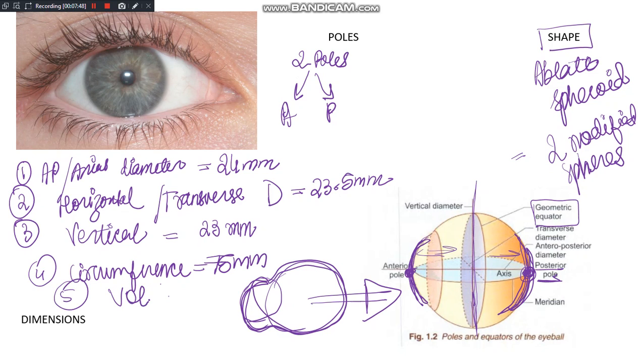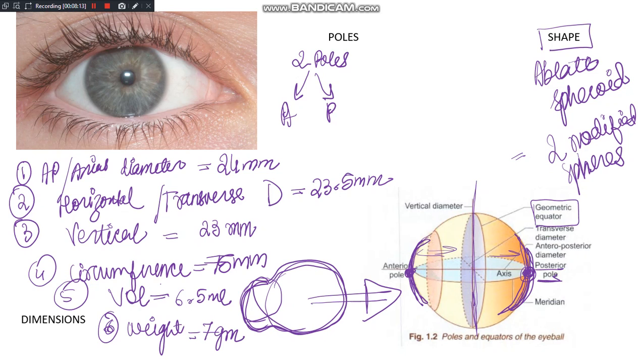The volume is equal to 6.5 ml. Volume of the eyeball. You see, it is like a cystic-like structure which is filled with fluid, whose name I'll tell you later on. Aqueous humor and the vitreous humor, right? Gel-like fluid. Then the weight of the eyeball is 7 grams. So these are a few theoretical aspects which you need to remember.